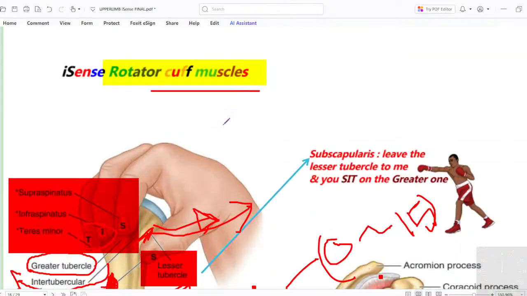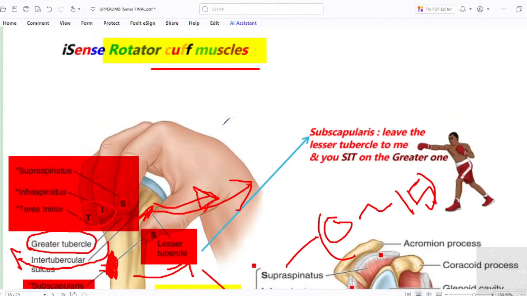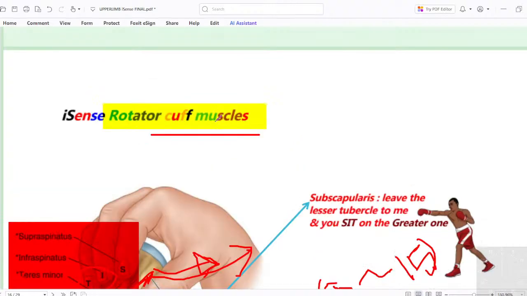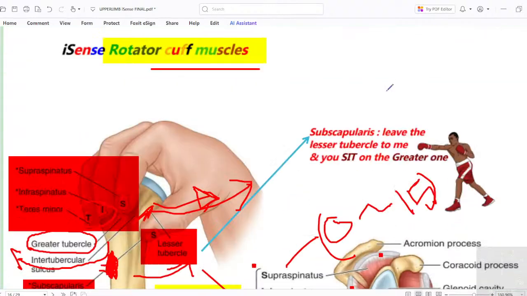Okay. All right. Now, quadrangular space, triangular interval, and triangular space, three different spaces. For part A, mainly they need to know the quadrangular space. In the quadrangular space, which nerve emerged or remained? What is the medial boundary? Which of the following muscle forms the medial boundary of quadrangular space? Triceps, the long head of triceps.